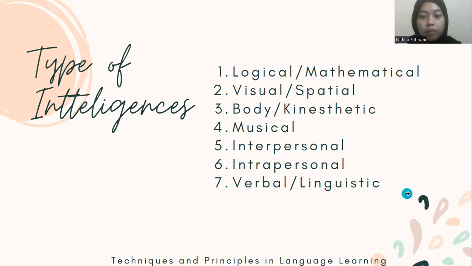The last type is verbal or linguistic. So this type of intelligence has to do with words, whether spoken or written. And the activities that the teacher can use in the classroom, for example, storytelling and debate.